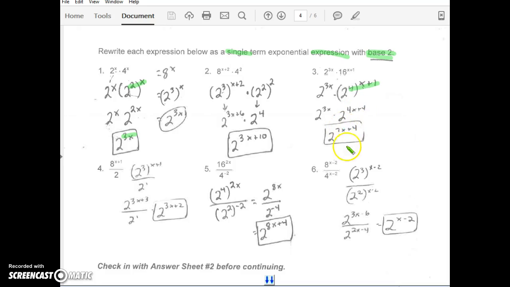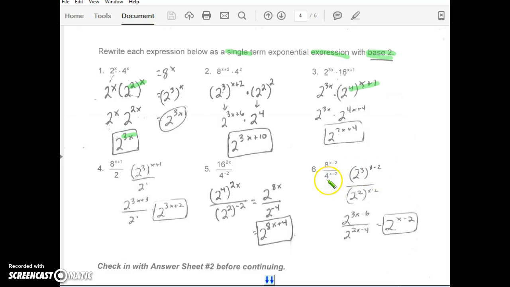That's my new exponent. And down on 4, 5, and 6, we have division going on. So let's pick out a good one here. Let's just go with this one here, number 6. So on number 6, I'm going to change 8 to 2 to the third. And now my new exponent is going to get multiplied by x minus 2.